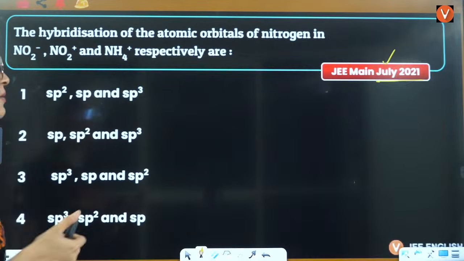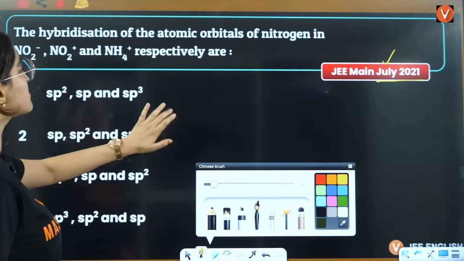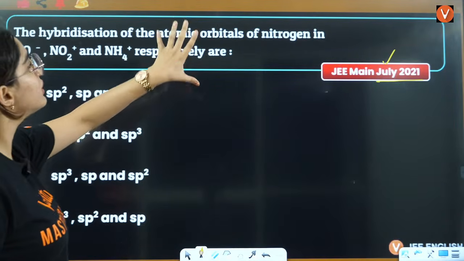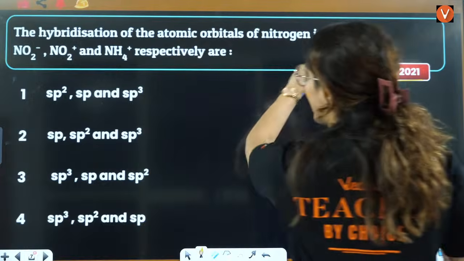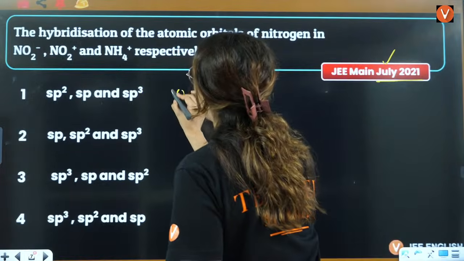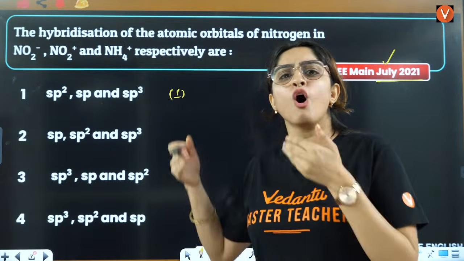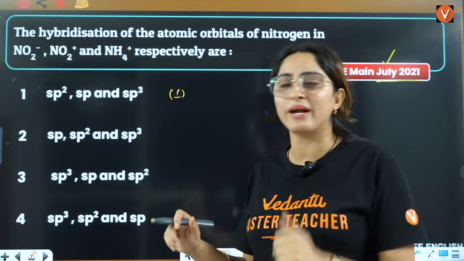Okay, so let's talk about this question here. What was the question that was asked? The hybridization they are asking you of the atomic orbitals of nitrogen in these three cases, right? Now either you firstly draw the structure and get into that process, or directly apply the formula. What's the big deal in that?